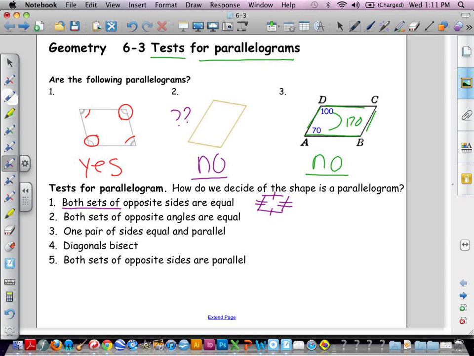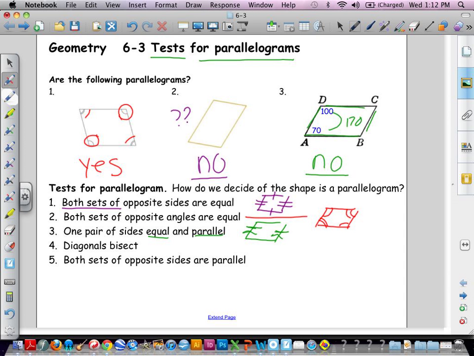Number 2 reads, both sets of opposite angles are equal. So in number 2, I would have a diagram that would mark my opposite angles being equal or congruent. In number 3, it reads one pair of sides equal and parallel. That means I have to have congruent markings and arrow markings on the same lines. They have to be on the same lines.